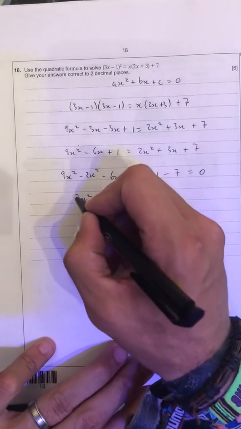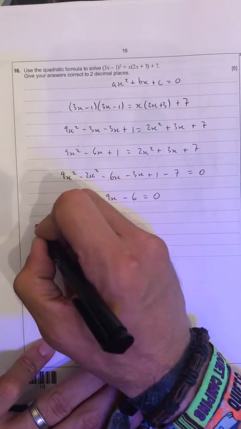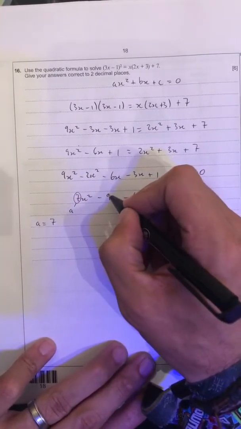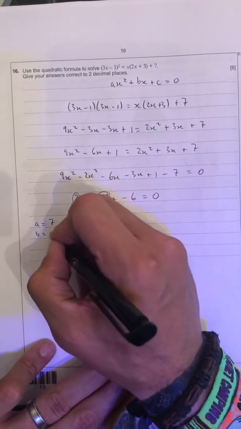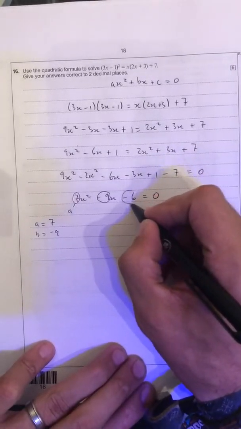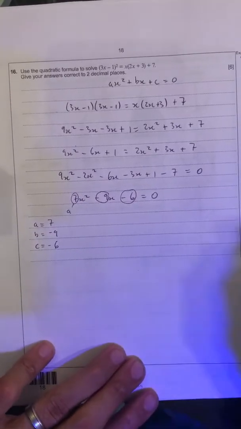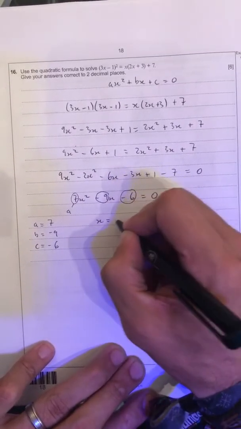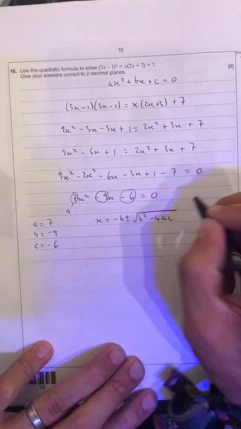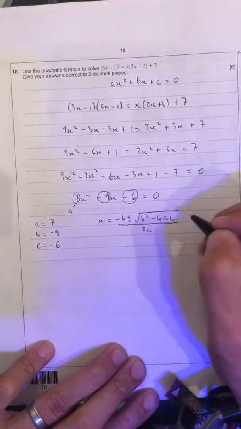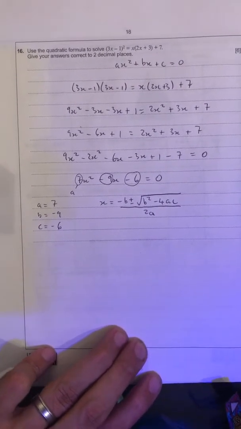For the quadratic formula, the number before the x squared, the coefficient there, that is our value of a. So a is 7. The number before x, including the sign, so be careful to include the sign, is minus 9. And then the number left on its own, again including the sign, would be your c, which is minus 6. Now the quadratic formula is given to you at the front, which is x equals minus b plus or minus the square root of b squared minus 4ac, all over 2a. So all I need to do now is just substitute those numbers into that formula and work it out.